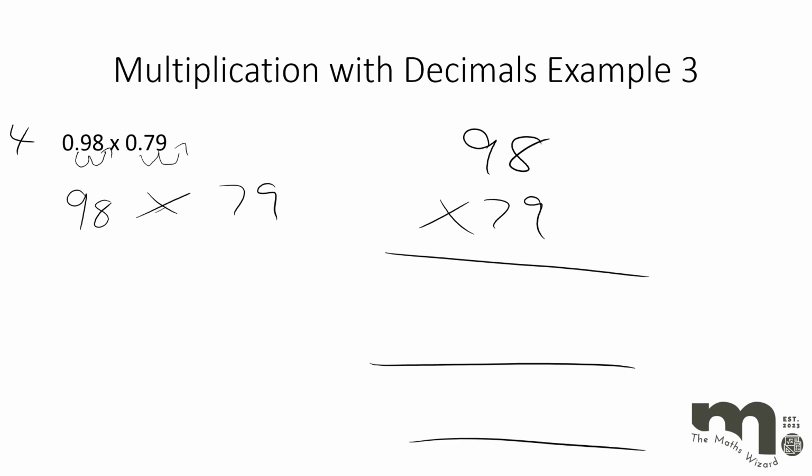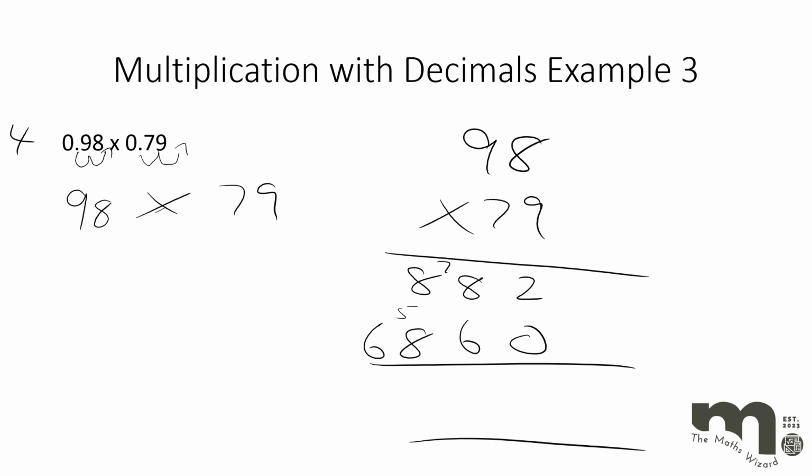So if we look at our units first, 8 times 9 is 72. So we pop our 2 there, carry your 7 across. 9 times 9 is 81. If we add on that 7, we will get to 88. So we've got 882 for our units. We write our 0 here. 7 eights are 56. So if we write our 6 here, carry your 5 across. 9 times 7 is 63. Add on your 5, and that will get you to 68.